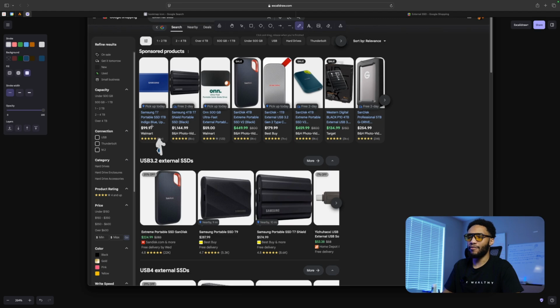This is the one that I have. It was a great version of it. It was about $100 at Best Buy. You can get something cheaper, right?